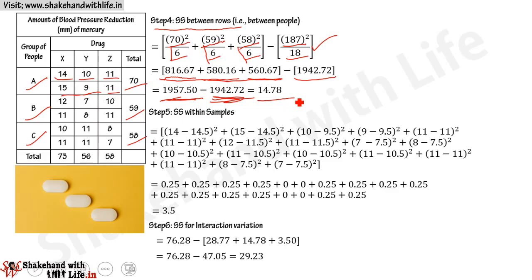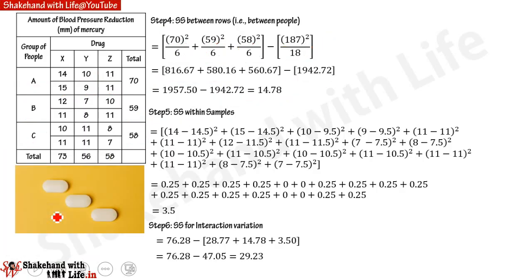Now in step number 5, we calculate the sum of squares within the samples. Step number 5, sum of squares for variation within the samples. To calculate that, we repeat the experiment twice, right?